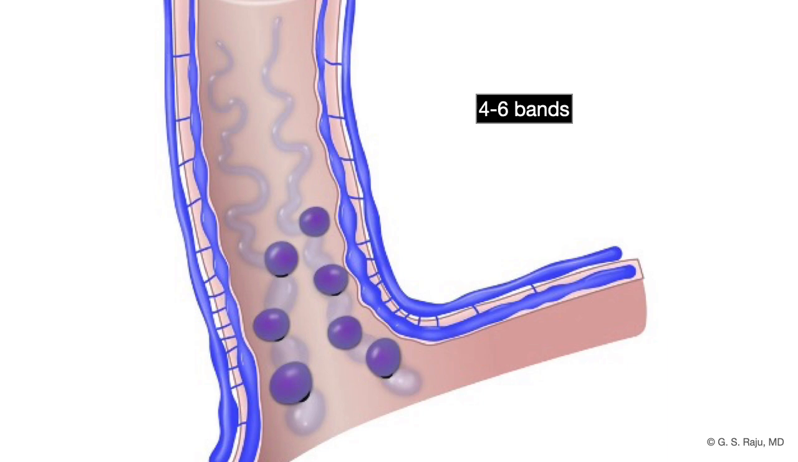So at least 4 to 6 bands is what we normally do to control the bleeding, starting close to the GE junction and moving up. And focusing your bands very close to the GE junction and within the first 5 centimeters above the GE junction.